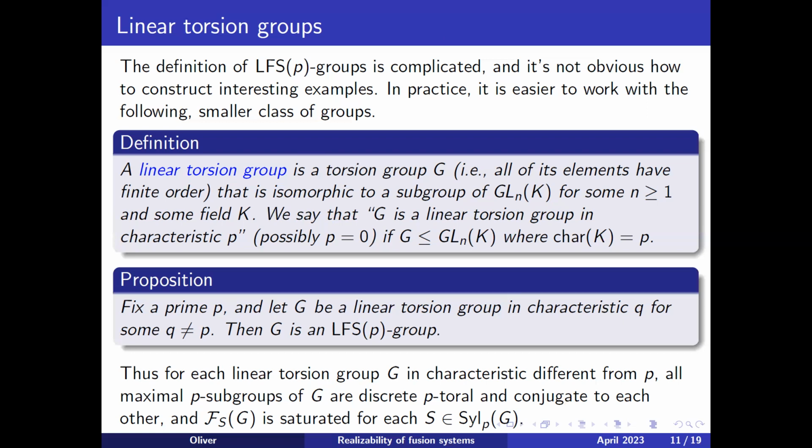Okay. So now the proposition, and the result that makes this relevant, is that for each prime p, if G is a linear torsion group in characteristic q for q different from p, including possibly q equals 0, then G is an LFS of p group.